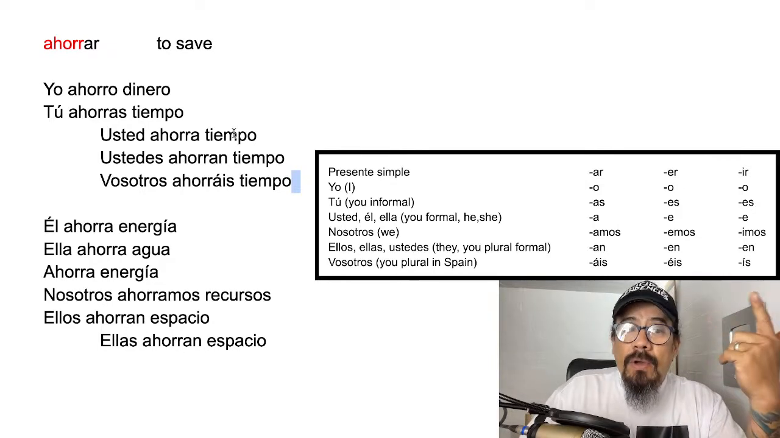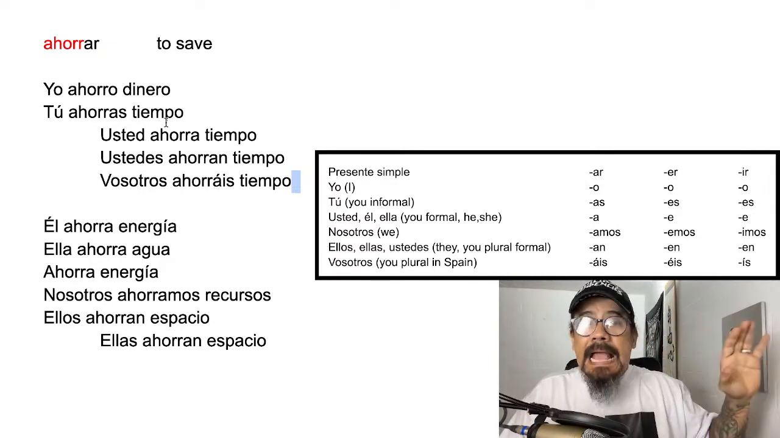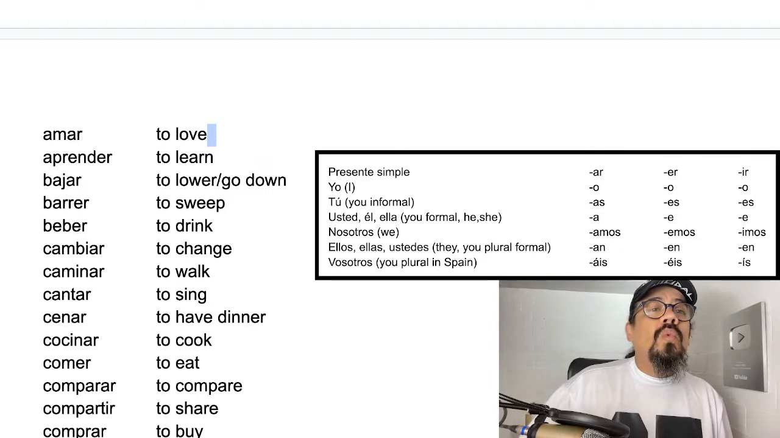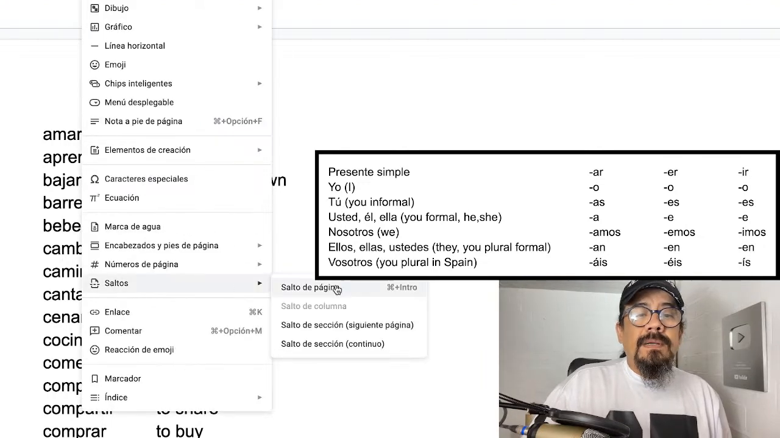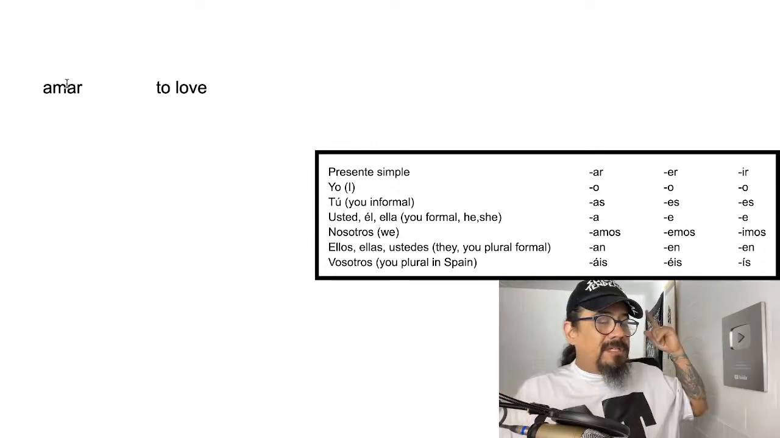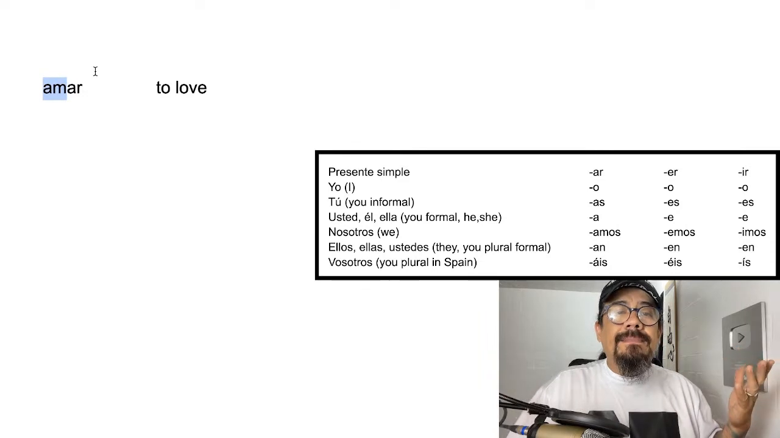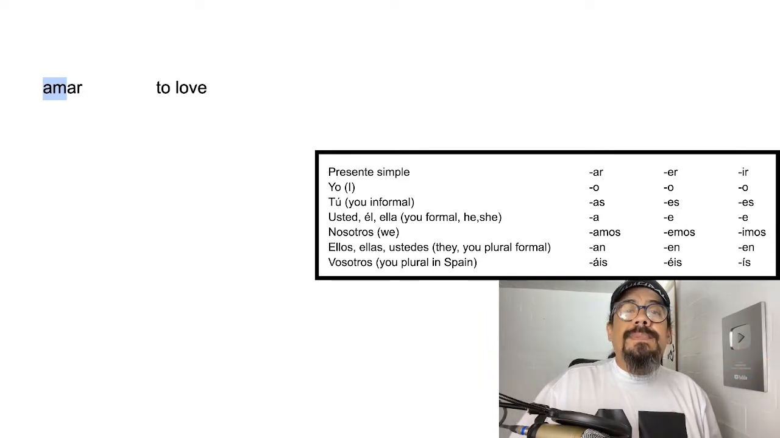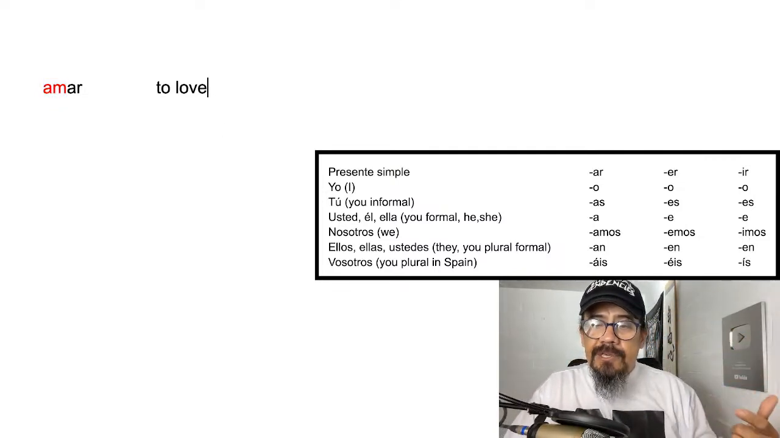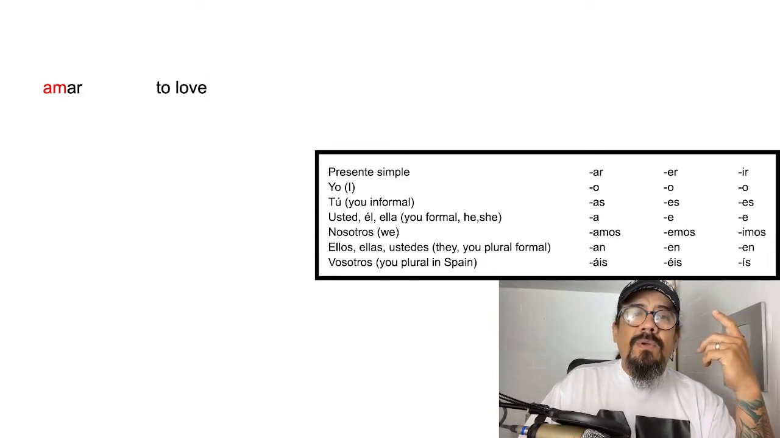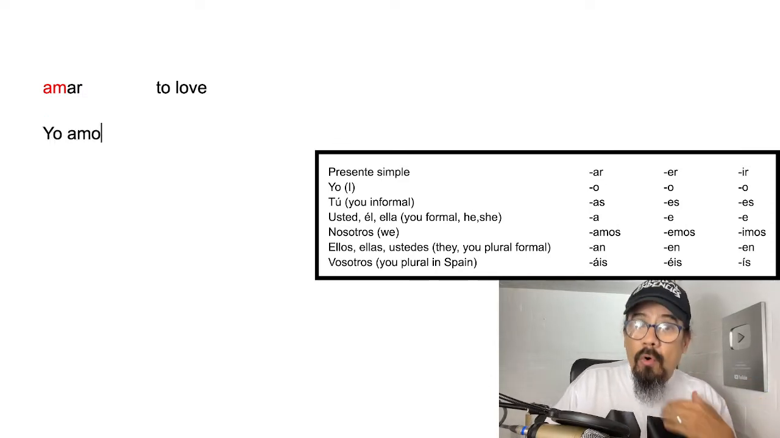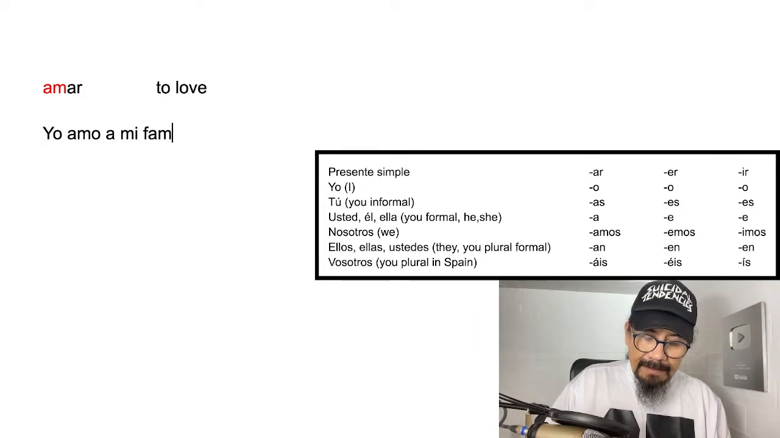That's it. Ahorro dinero, ahorras tiempo, without the pronouns. Exactly the same. And let's do this one. Amar. Once again, the first column, quite easy. Amar. And let's paint this red because am, that would be the root. And we're going to change the ending of the word depending on the pronoun. Yo amo a mi familia.